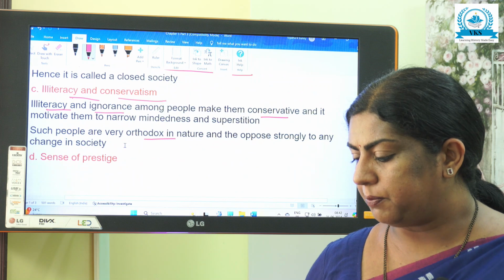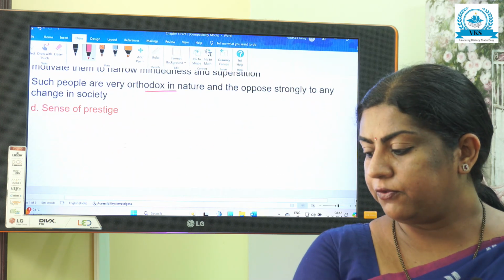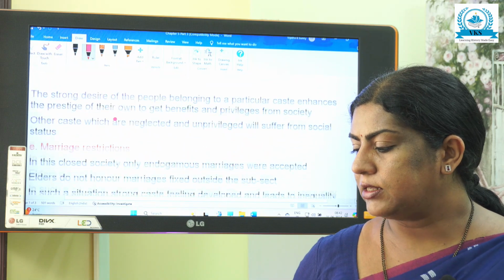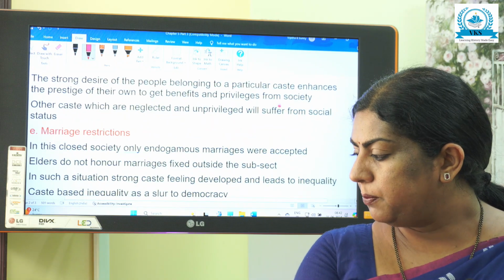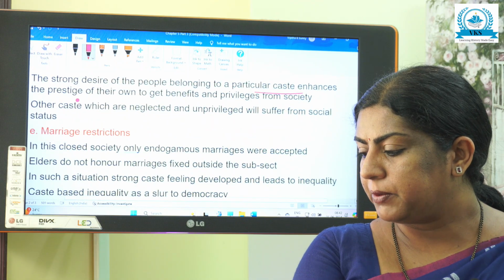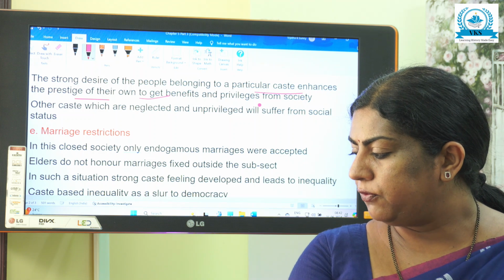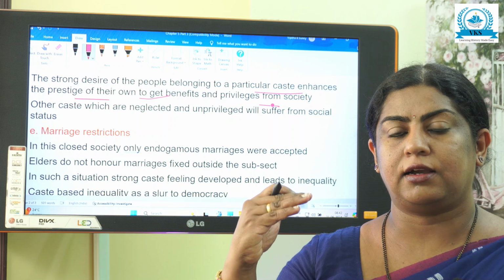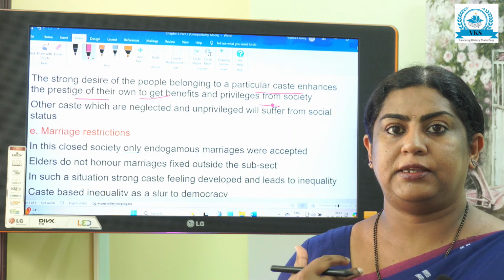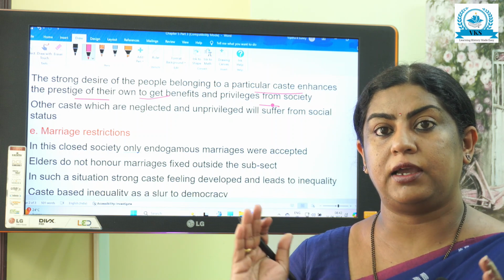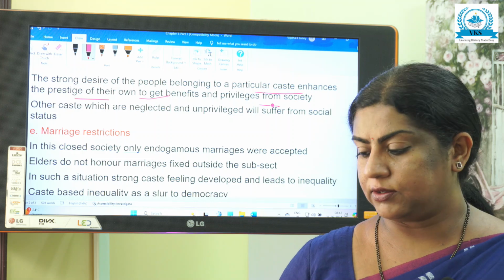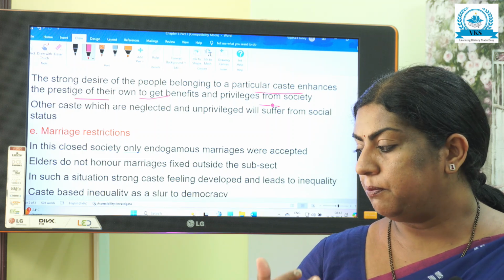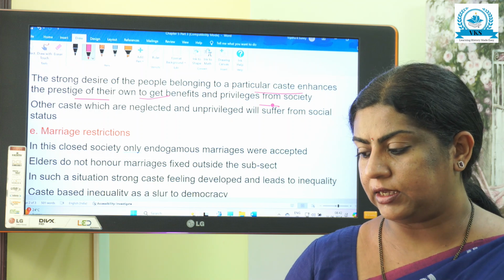Now the next point is a sense of prestige. The strong desire of people belonging to a particular caste enhances their own prestige, to get benefit and privilege from society. See, this is especially regarding the higher class. They have a sense of prestige in belonging to that caste. "Oh, I belong to the higher caste in society." So this sense of prestige, they use it to get their own benefits and privileges from society.